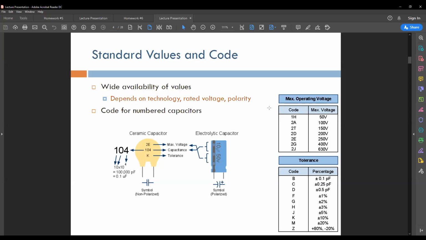You also have a code. The code is really very common. This code can be used to know the value of the capacitance. If you have a ceramic capacitor, it usually has a number in the middle, which is 104. This 104 works exactly the same as the resistance code, like 10 times 10 to the power 4. But here it's not going to be in farads, it's going to be in picofarads. So it's 10 times 10 to the power 4 picofarads, which is 10 to the power 5 picofarads, which is 0.1 microfarad.